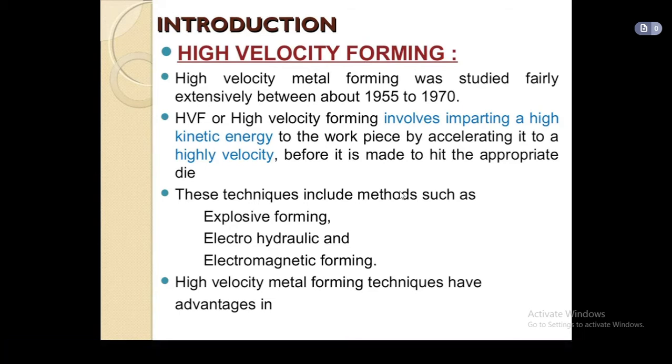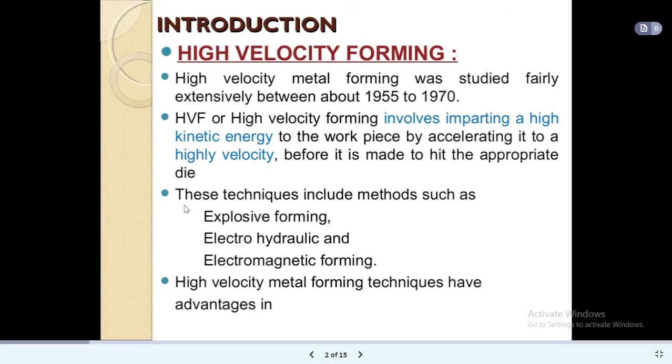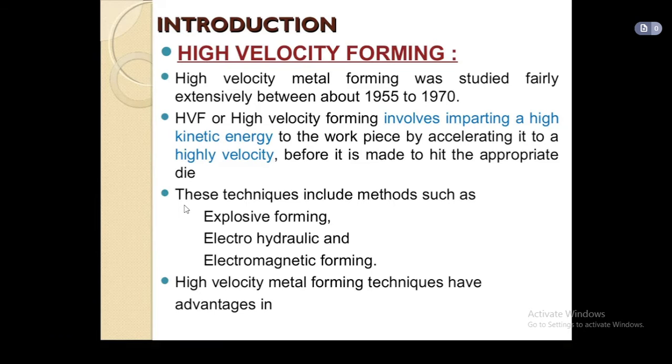High energy is delivered to the metal with relatively small weight. If we increase the velocity of the movement of the ram or punch, then a high amount of energy is produced on the material, and if the weight is very small then the impact on the material is very large. And as the velocity increases, the size and the cost of the machine get reduced.